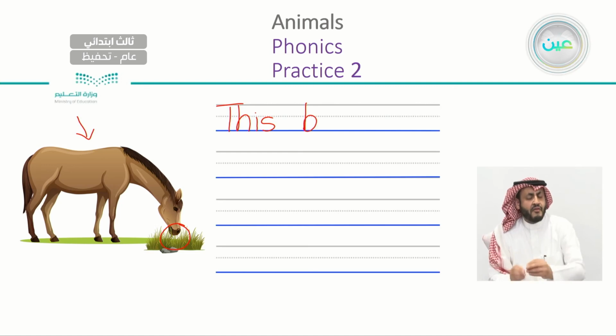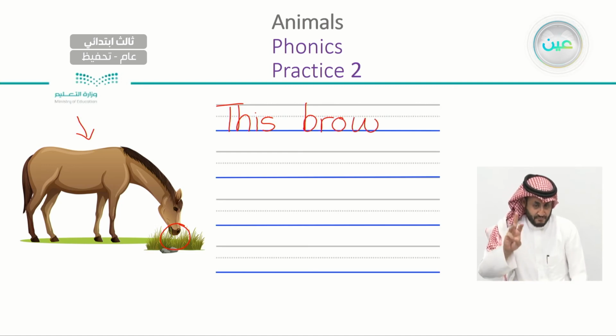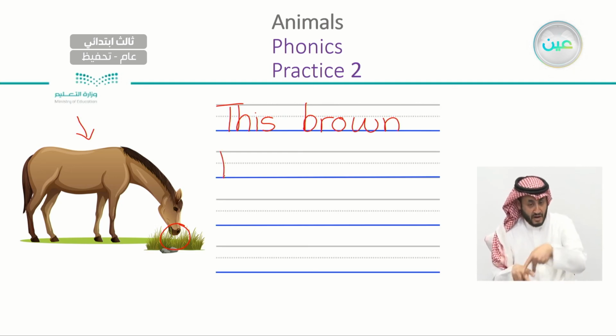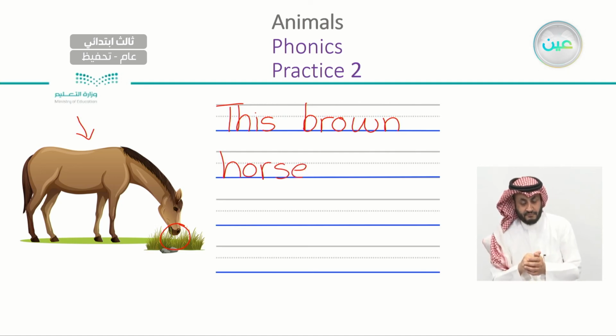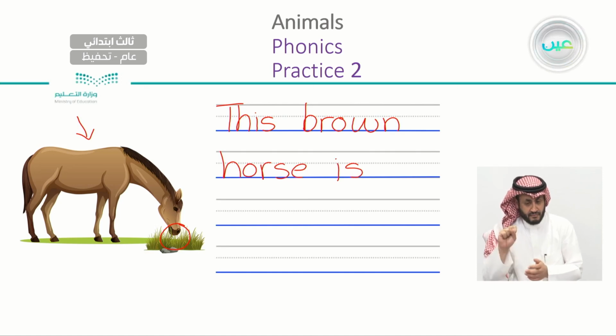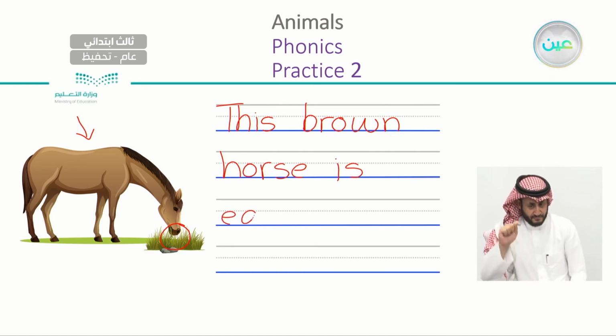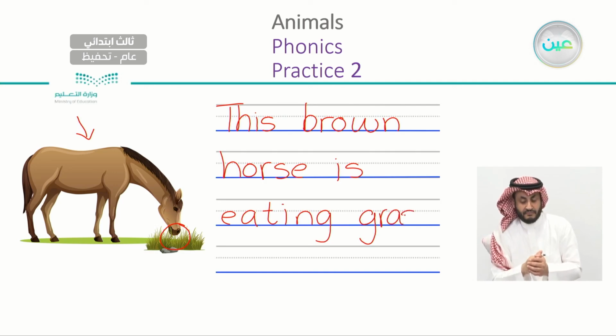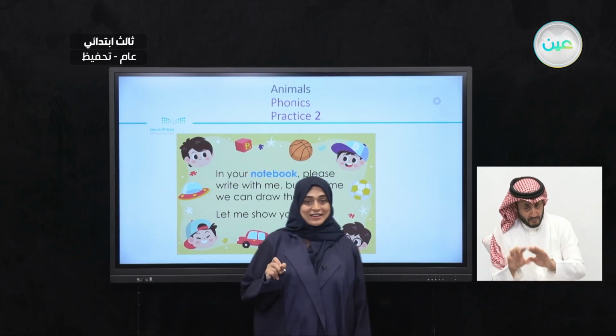This, what color is it? Brown. What kind of animal is it? Horse. This brown horse is, what is it eating? Is eating grass. Excellent. I hope you're writing with me. We end it with a full stop. So far, so good? Okay.